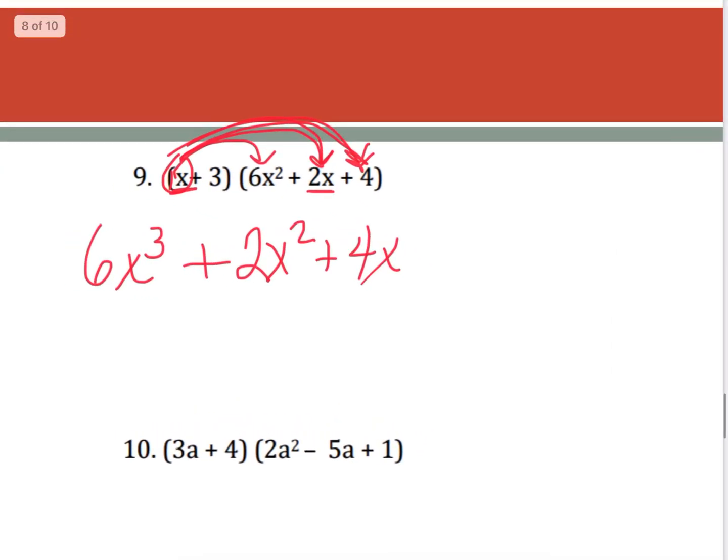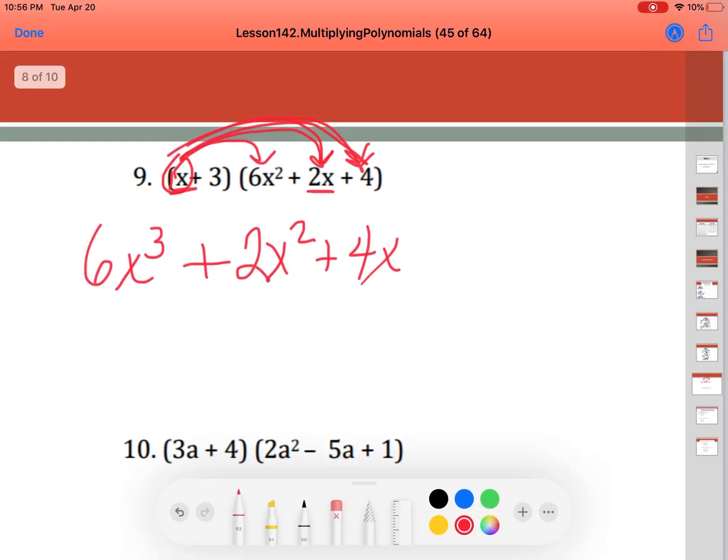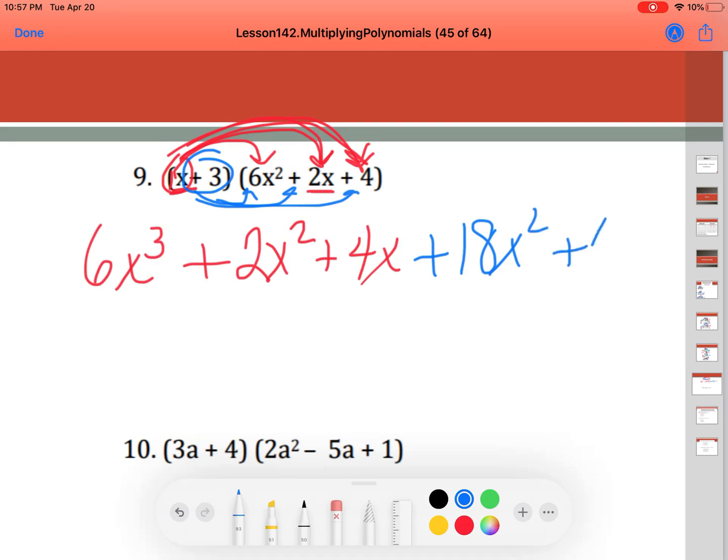So now I'm going to do the same thing. Now I have to distribute my second term. So what that means is I'm going to take this positive 3, and I'm going to send this one to every single piece. 3 times 6 is 18. It has 2 x's. 3 times 2 is a positive 6 with an x. 3 times 4 is a positive 12.